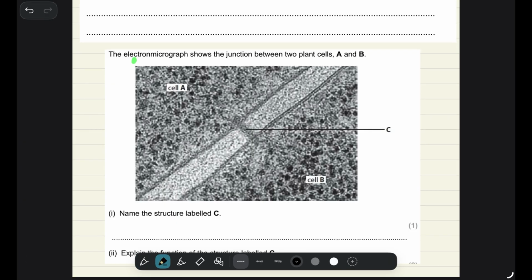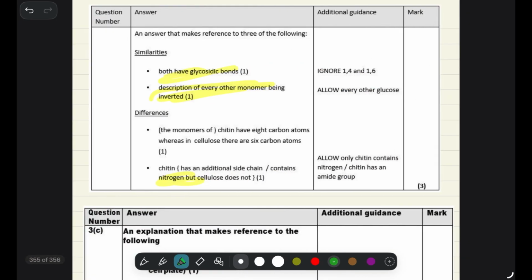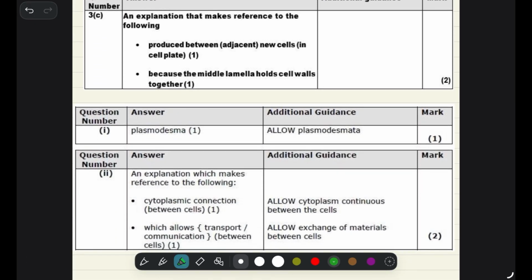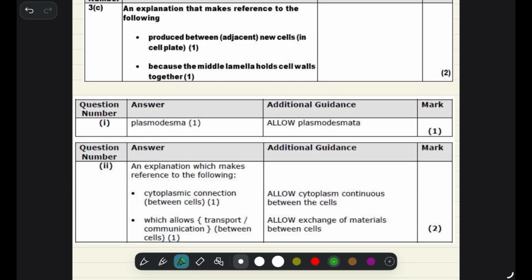And then finally, when you look at the electron microscope here, we've seen an example like this. So we should be happy to say that this that I've circled is a plasmodesmata, yeah? And if it's plasmodesmata, we know that that has a function to make a connection between the 2 cells, or cytoplasmic connection, maybe to add a bit more depth to your answer. And then that allows the transport communication between the cells. So those are good things to know.